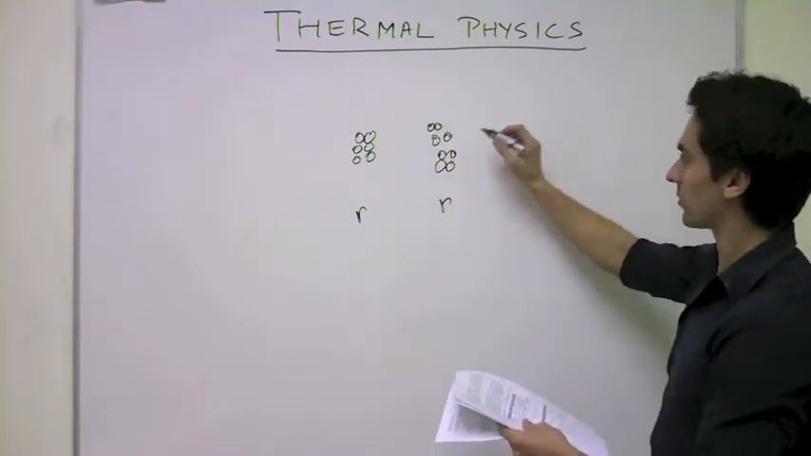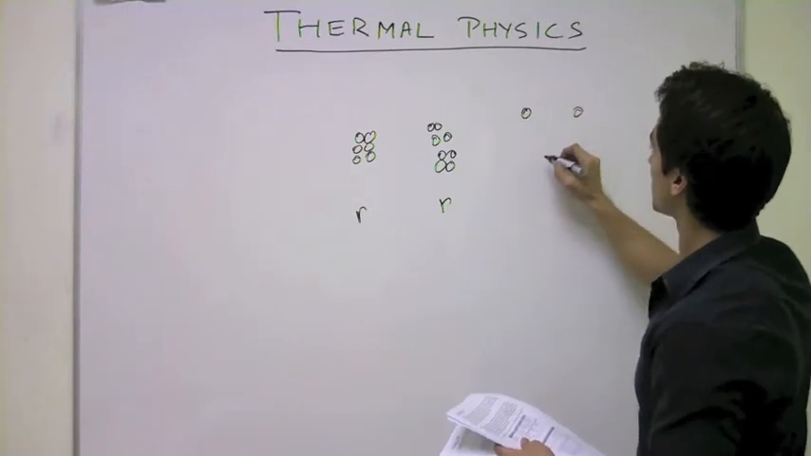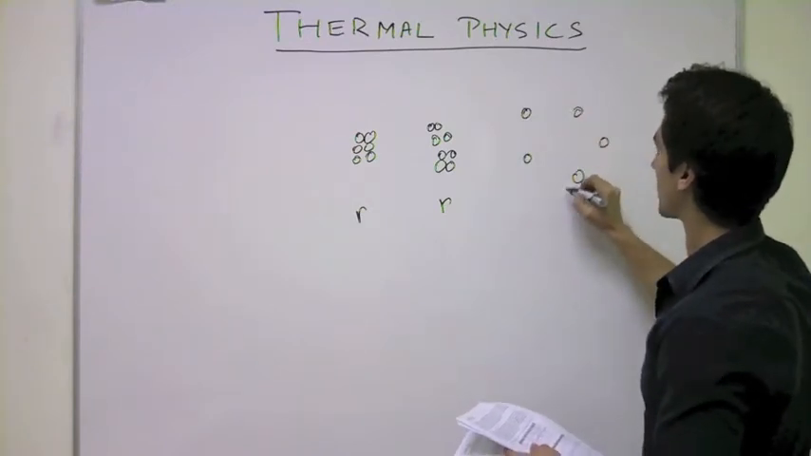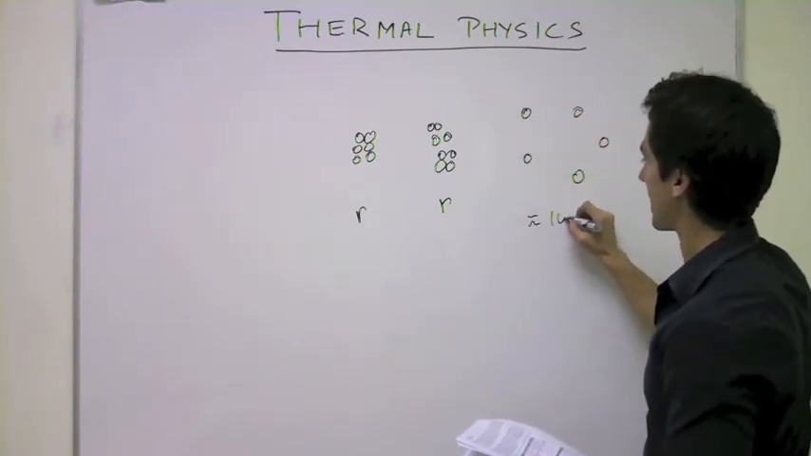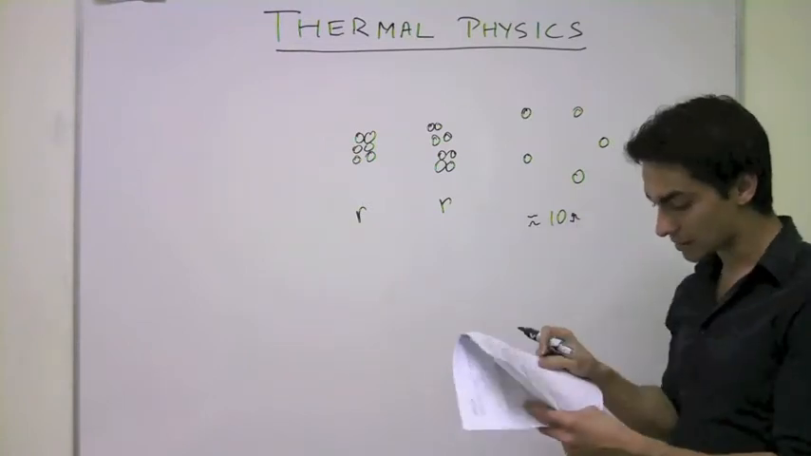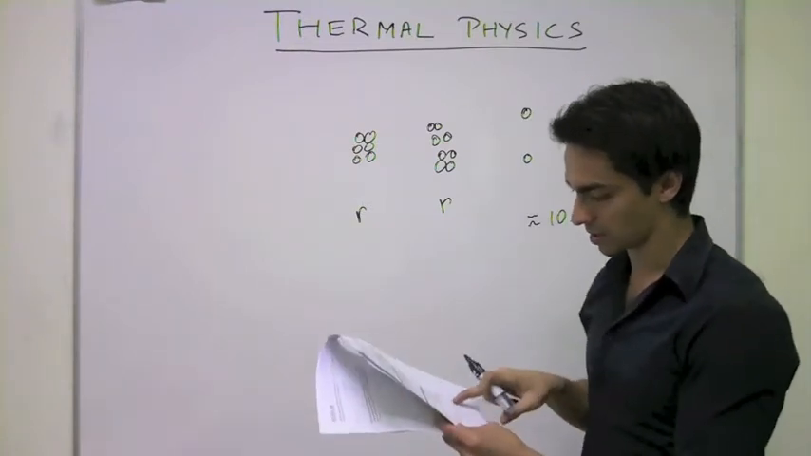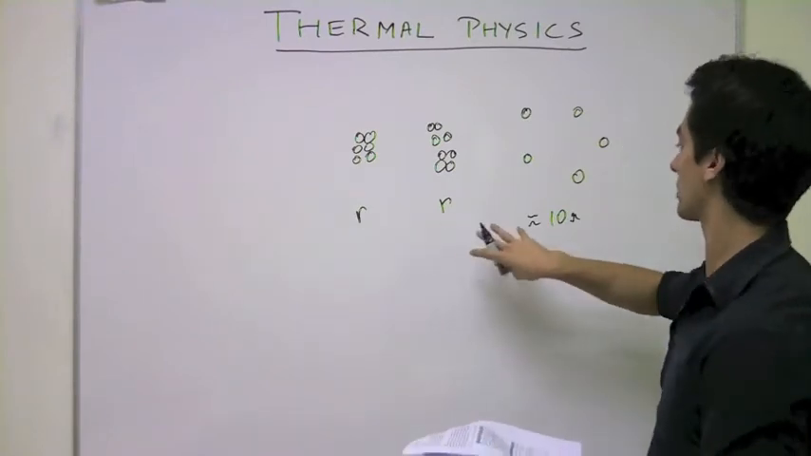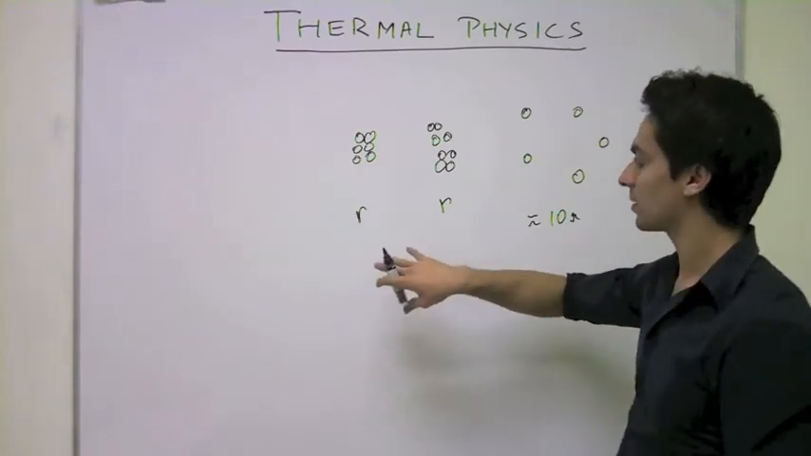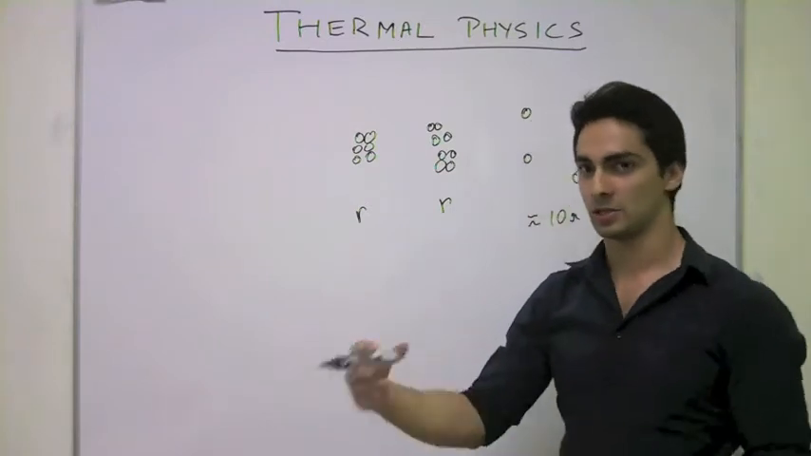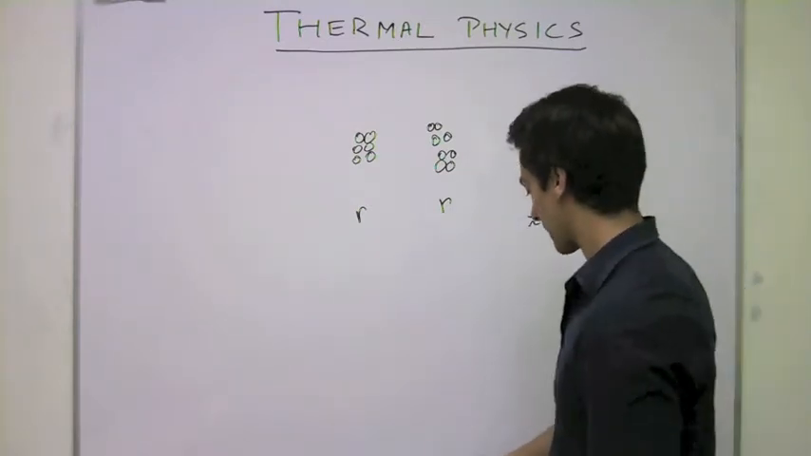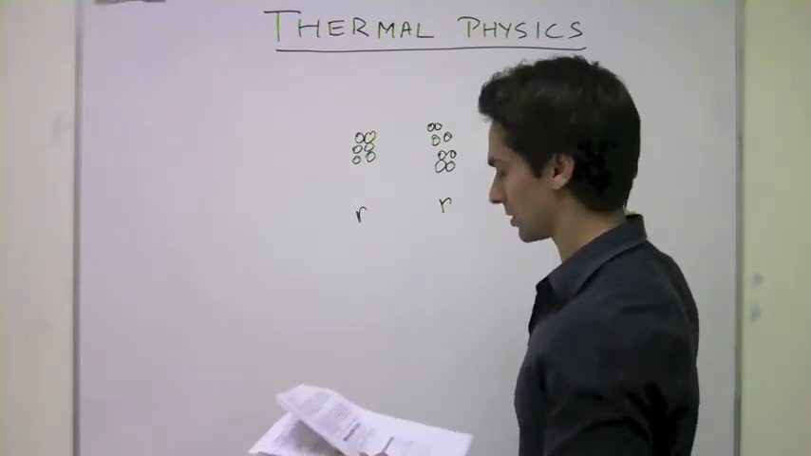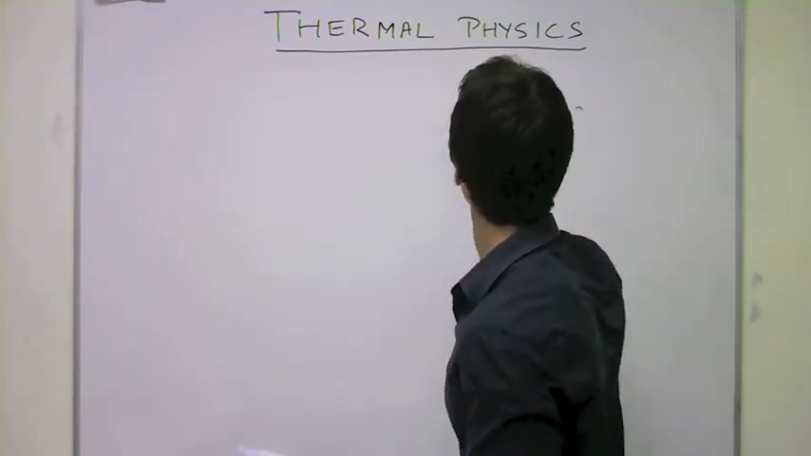In gases, however, the mean molecular separation is much higher. It's approximately 10 R, right? That is summarized here in the table also. So this is going to play an important role in explaining one of the features of latent heat. Okay, so we'll move on to the general discussion of this section.